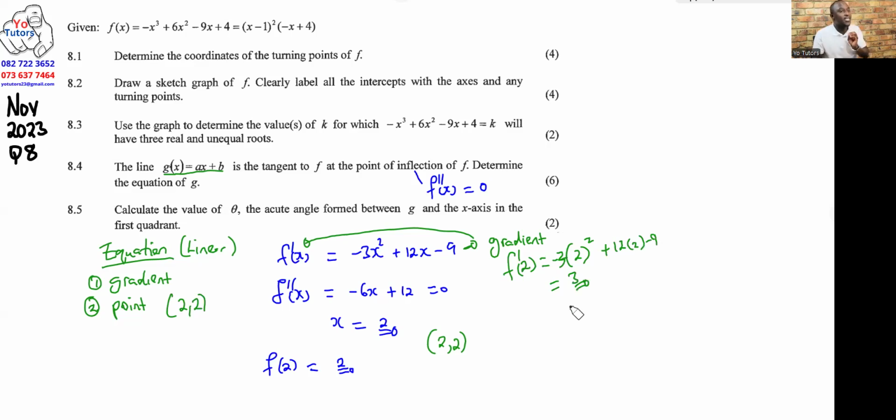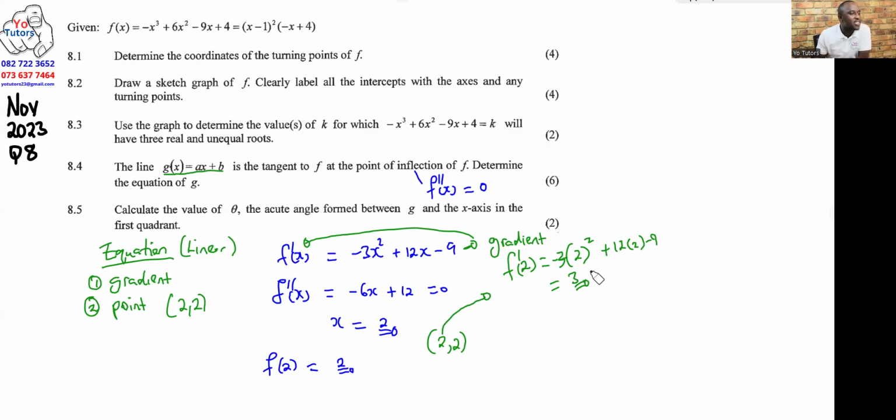Do you see how we're getting the gradient? We are using the x coordinate to get the gradient at that particular point, because we know that's where the tangent is passing. We know that the gradient of the tangent and the gradient of the curve are equal at a particular point. So at x equals 2, the gradient of the curve, which is the cubic function here, is equal to 3, and the gradient of the tangent is also equal to 3.